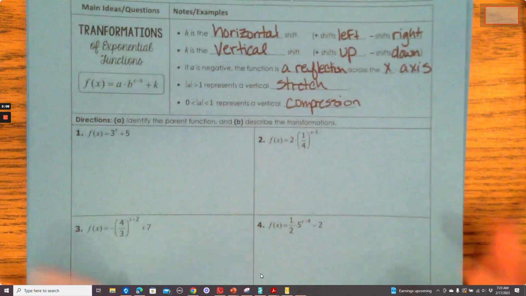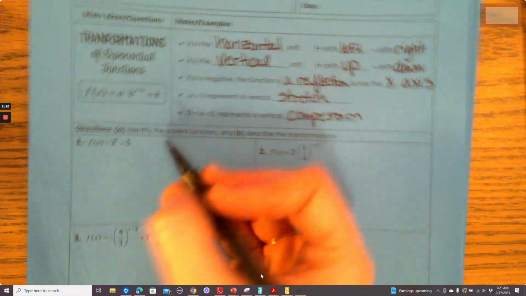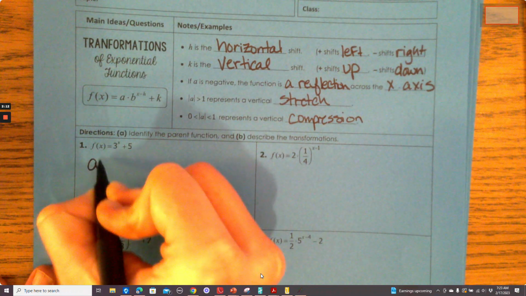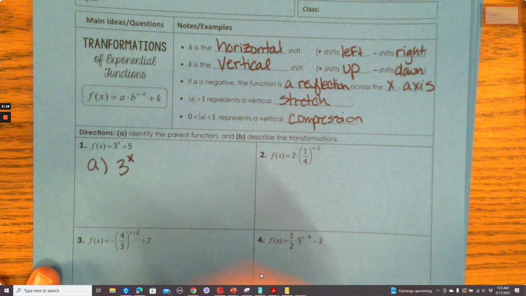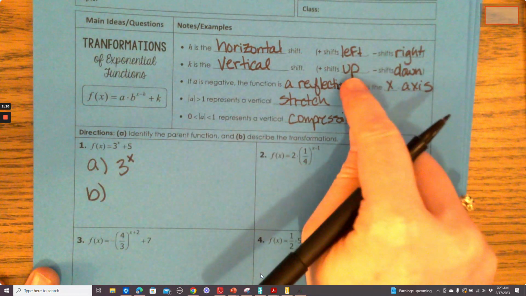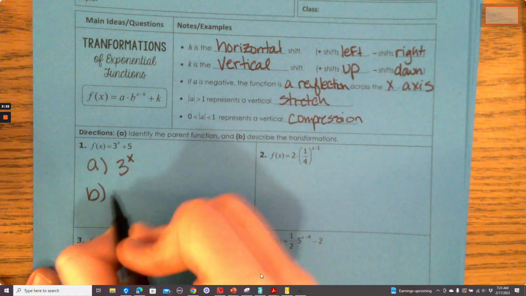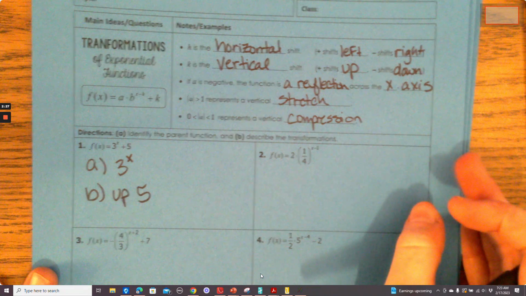So what we're going to do is identify the parent function and then describe the transformations. For number 1, our parent function here is 3 to the x. Our transformation, we're adding 5 to the end. So adding 5 means we're going to push this thing up 5 places on the graph.